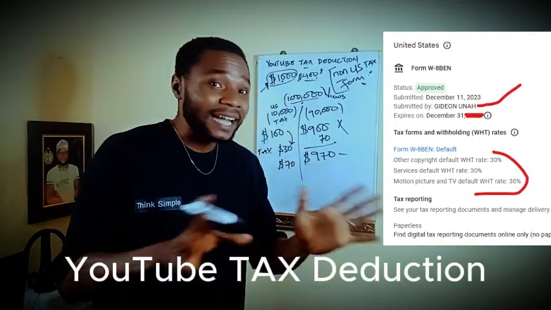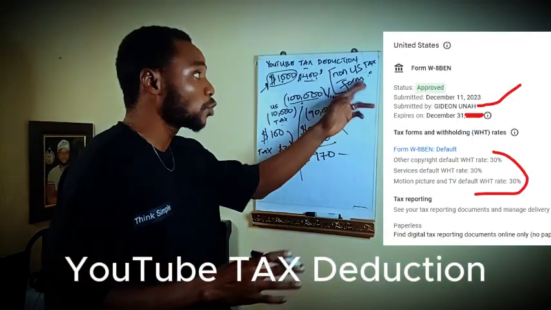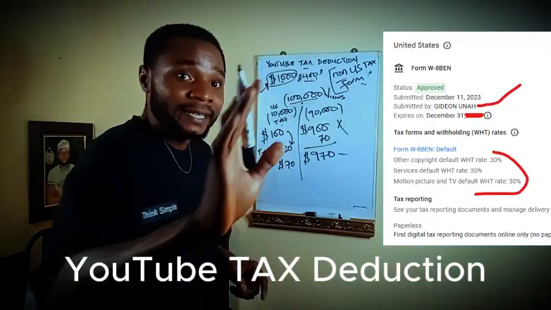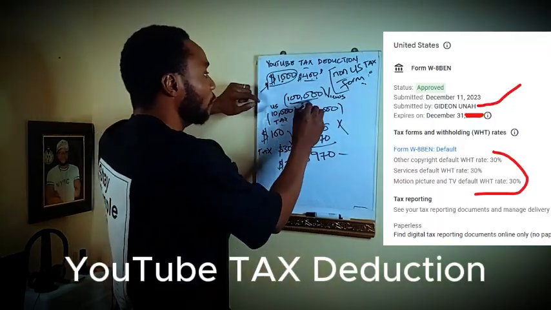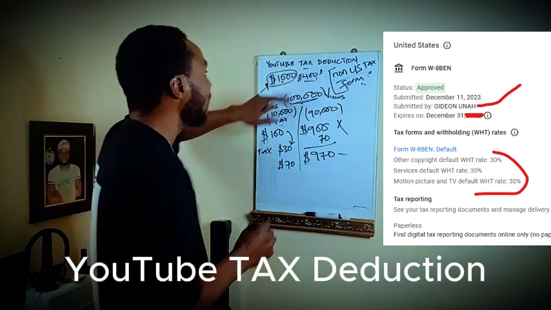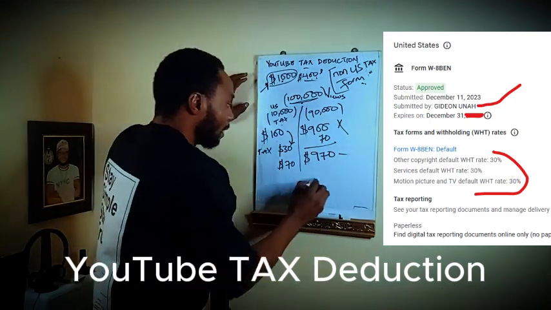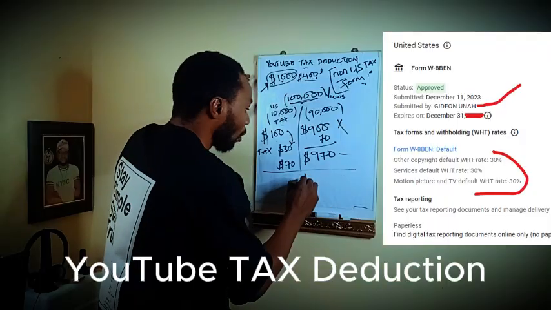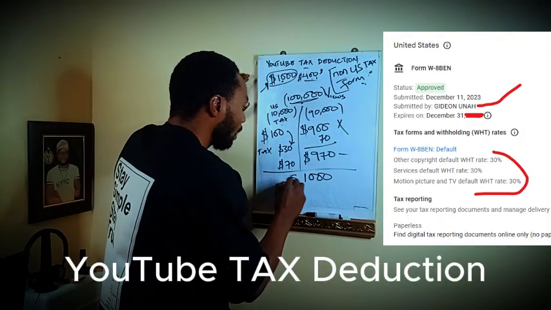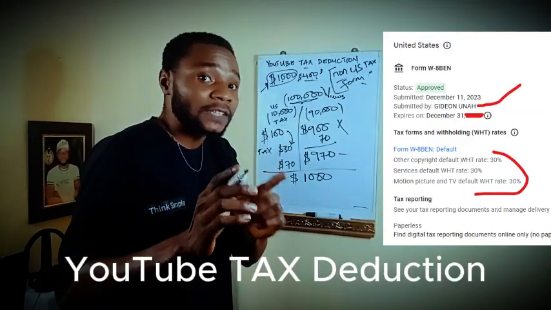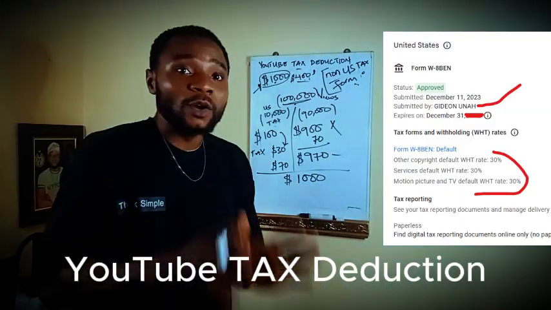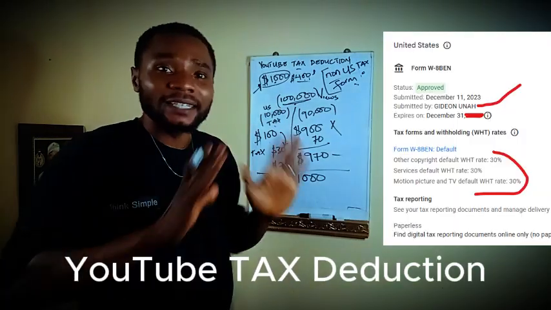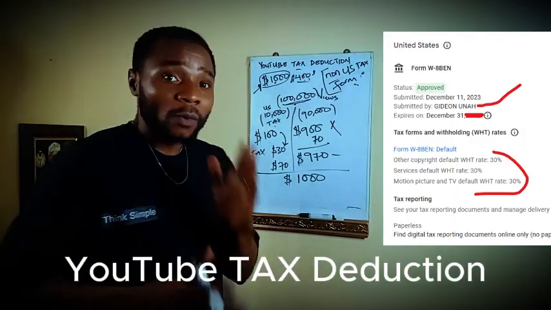But here is the bad side of everything for those of you that fail to fill your tax form correctly. This is what is going to happen. If your views is 100,000 views and the money you made from here is $1,000, and you don't fill your tax form correctly, YouTube will assume that all this money is gotten from views that are from the United States. As simple as that.